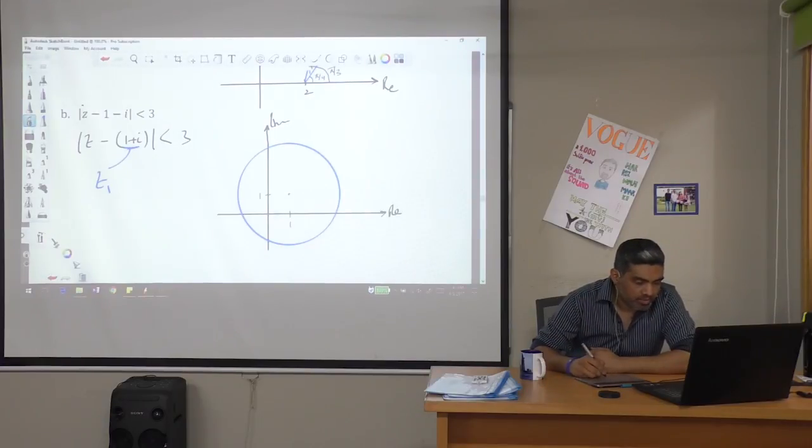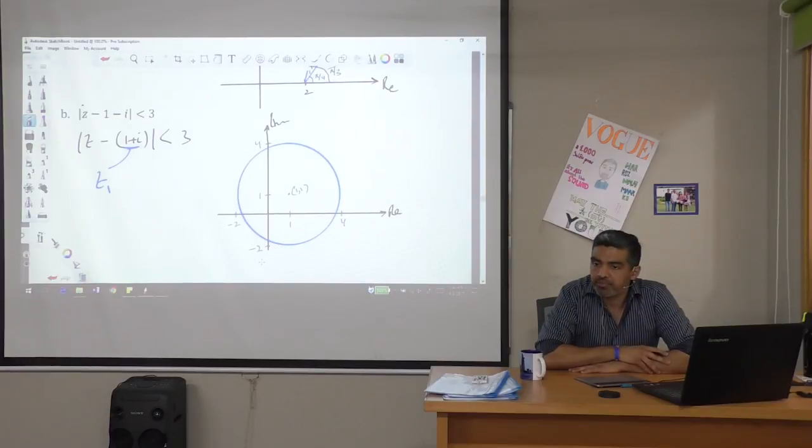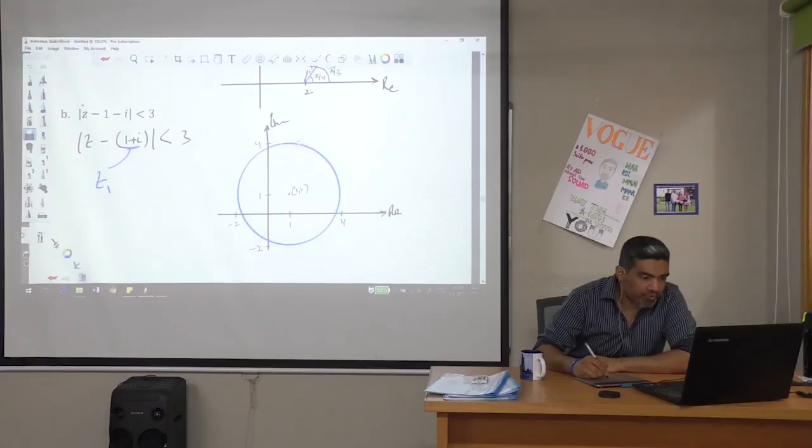Okay, so this is 1, 1. This is clearly 4. This is minus 2. This would be 4, and this would also be minus 2, right? Now, it's not going to be a full line, it's going to be a dashed line because 3 is not included.